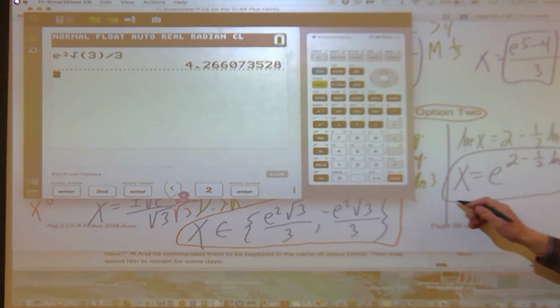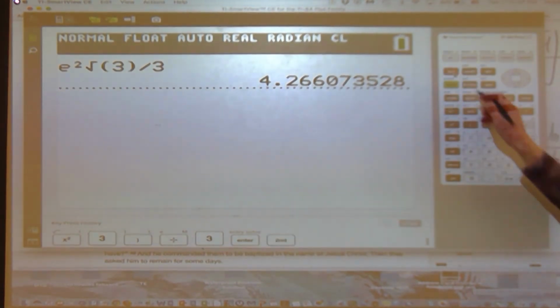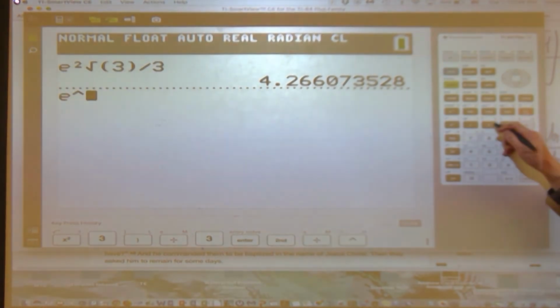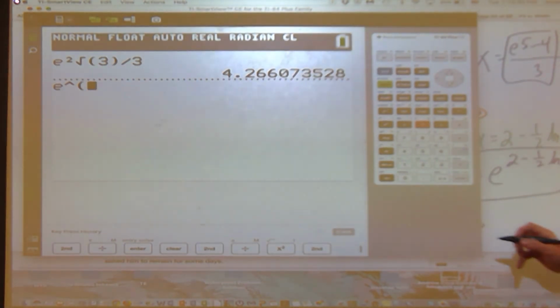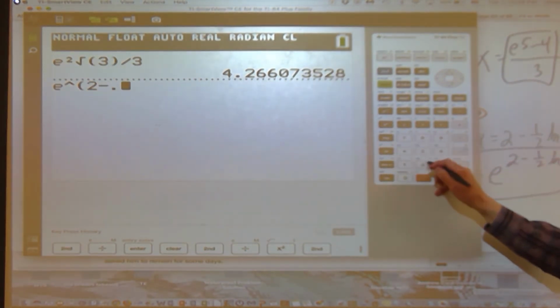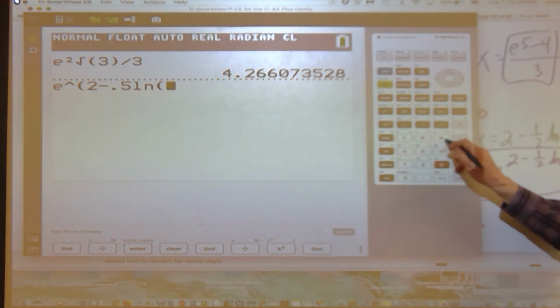How about this one? e to the 2 minus 1/2 natural log 3. Let's try it. e caret, and what's it supposed to be? I've got it right here. It's gotta be 2 minus 0.5. Look, there's an ln button on your calculator, natural log 3.